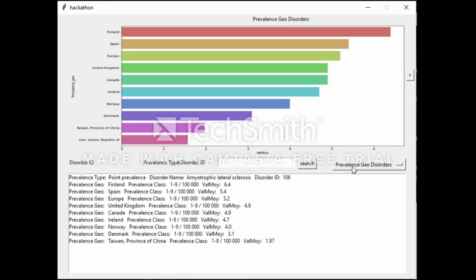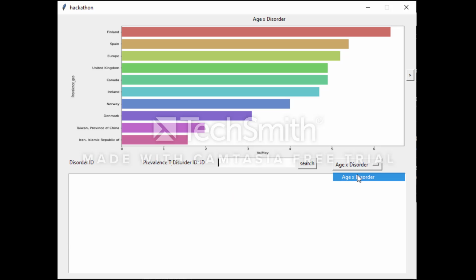The last category is the data related to age. The data related to the average age of onset, when a disease is discovered, versus the average age of death, and the type of inheritance of the disease.